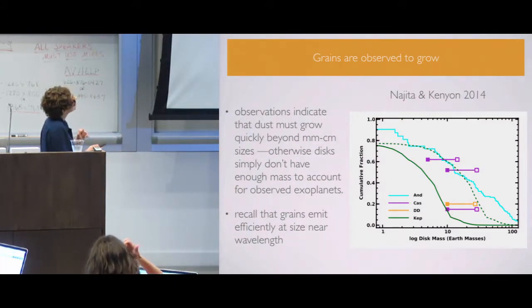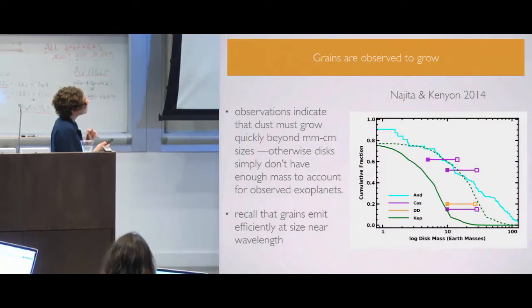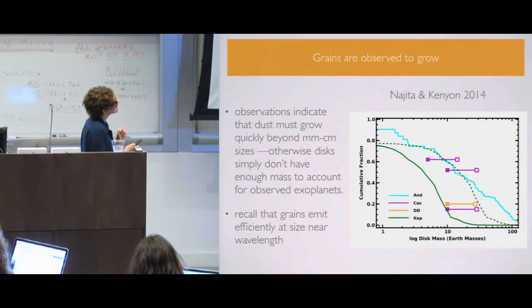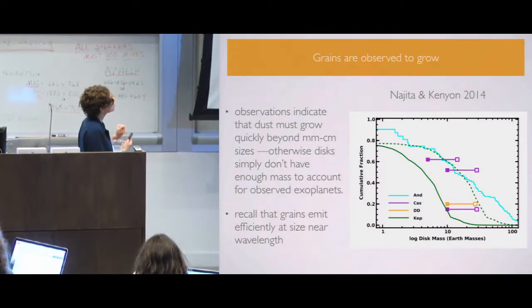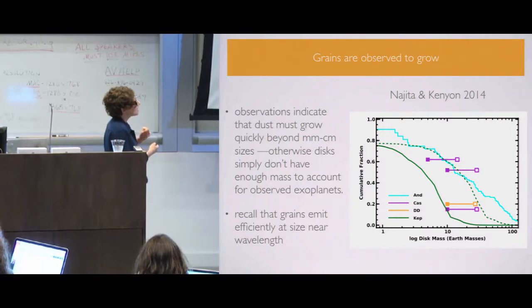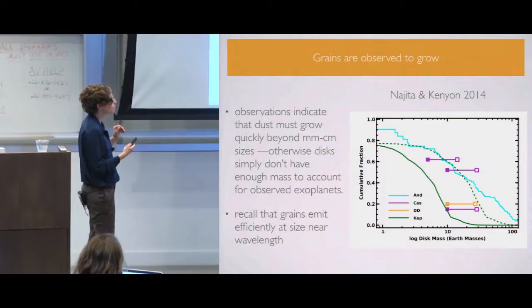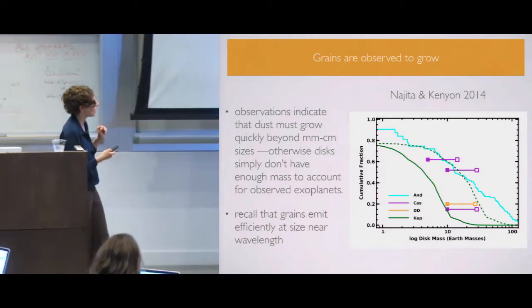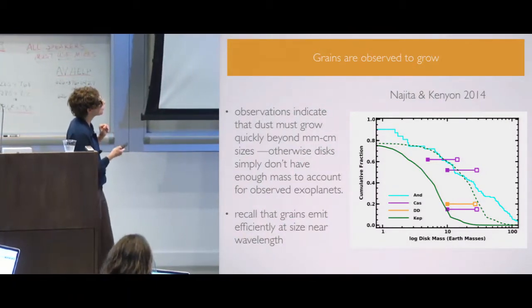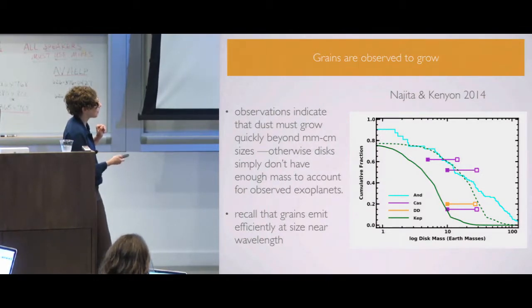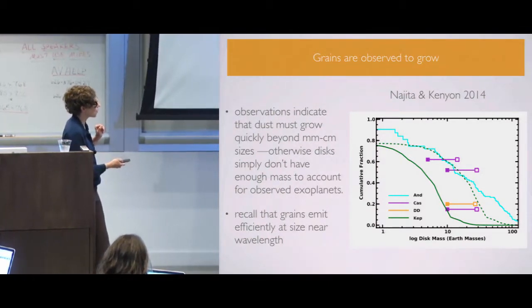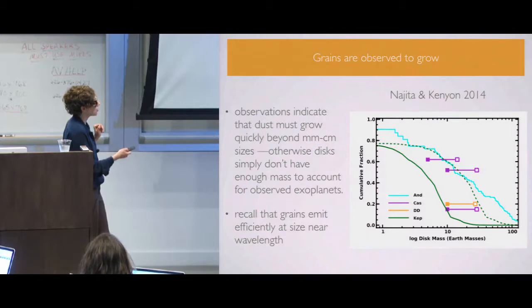So what I'm showing you here in this plot from Najita and Kenyon, it's a little bit complicated, but this is indicating not only that we have millimeter and centimeter sized grains, but that these grains have to grow pretty quickly to relatively large sizes where we can't observe them in order to explain the observed exoplanets. So this is the cumulative fraction of disks with a given amount of mass in dust. So very few things are measured to have even 100 Earth masses of dust. Many things are measured to have only a few Earth masses of dust.